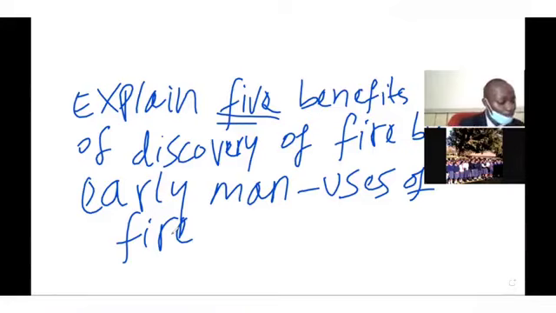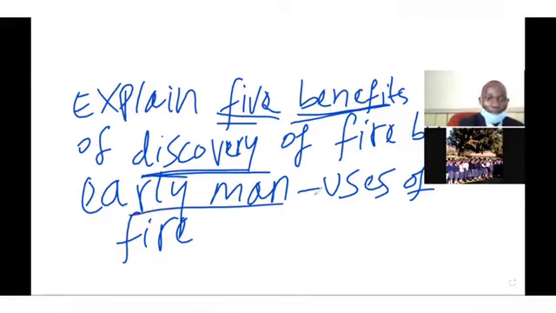How did the discovery of fire improve the life of early man? 10 marks. So you are taught to explain how did the discovery of fire change the way of life. Now you can say man was able to cook and roast food. Man could be able to warm himself during cold seasons. That is how the discovery improved the life of early man. So these questions are meaning the same.